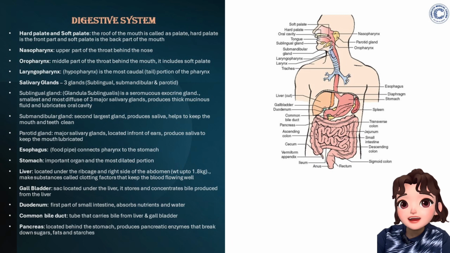Then comes the salivary glands. There are three glands under the salivary glands: sublingual, submandibular and parotid. The sublingual gland is also called glandula sublingualis. It's a seromucous exocrine gland. It is the smallest and most diffuse of the three major salivary glands. It produces thick mucinous fluid and lubricates the oral cavity. All three glands function to lubricate the oral cavity and produce saliva.